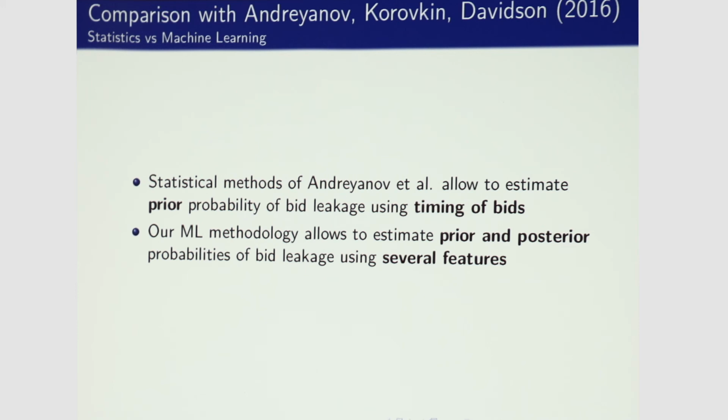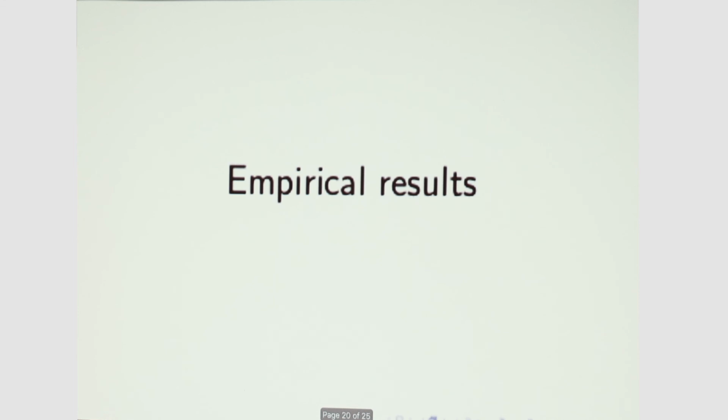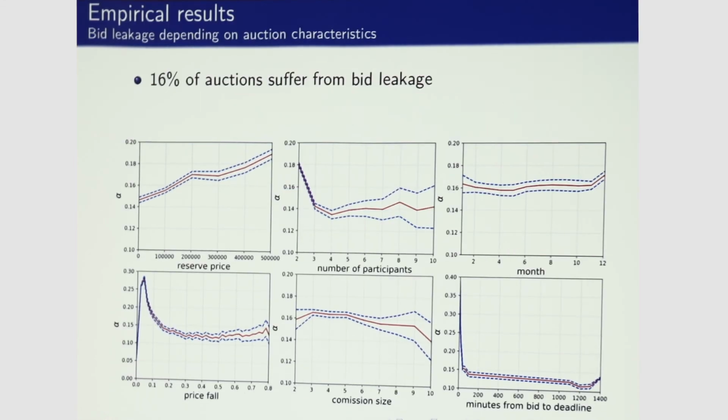And the other thing is this difference of independence versus parity assumptions. By using placebo data, we can assume parity, and this makes our estimates about 30% smaller, which is a huge difference. And we also have seen that independence probably doesn't hold. Yeah, and what I have now is some pictures. So we find that 16% of auctions are corrupted according to our conservative estimates.